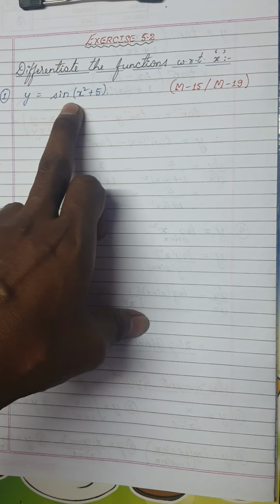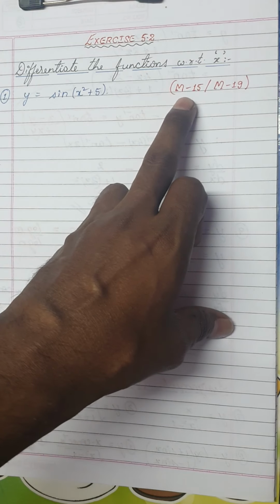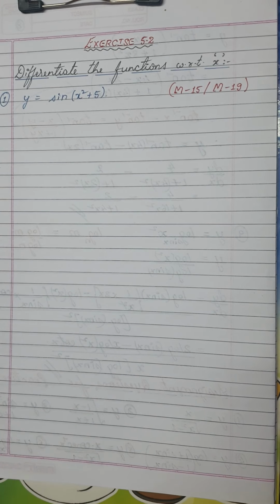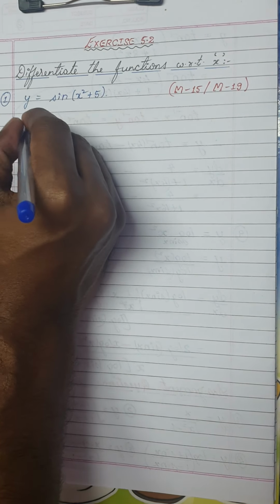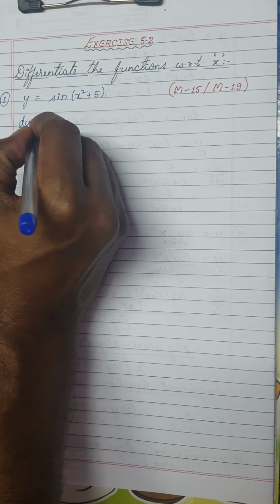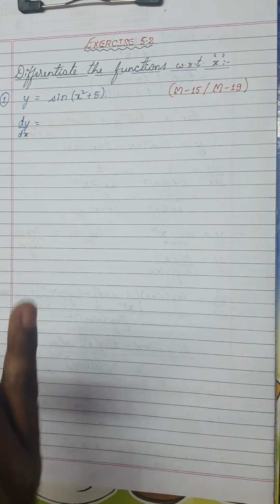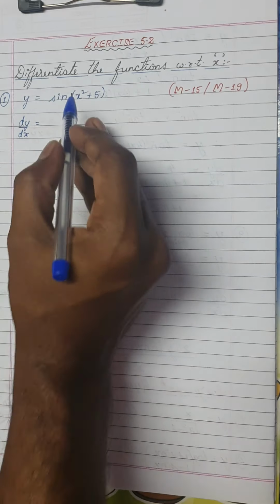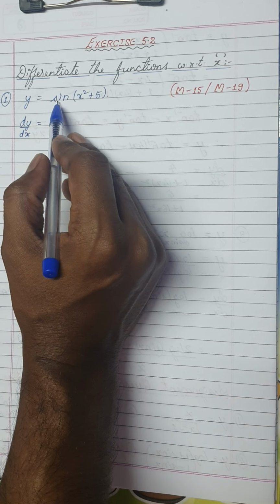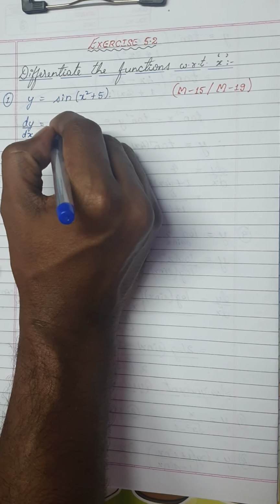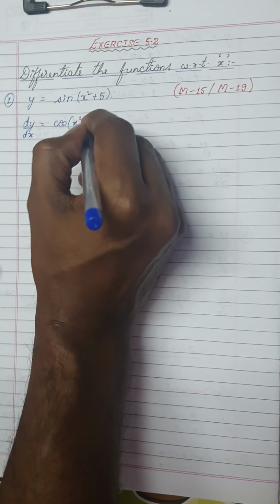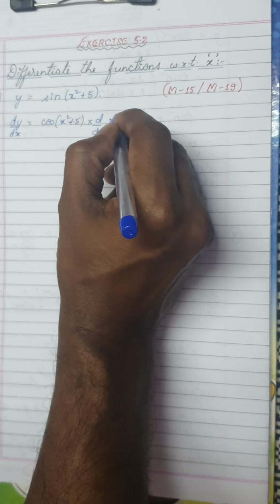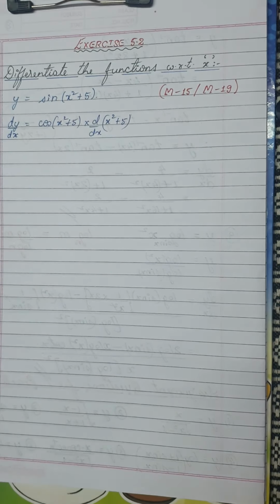y is equal to sine of x square plus 5. This question was asked in March 2015 and March 2019. Very simple question, friends. You need not worry. Directly we can write the derivative for this. Remember, it's a one marker question. Now this looks like sine of f of x. Remember, this is the composite function differentiation. We know derivative of sine is cos. So derivative of sine of f of x is cos of f of x into differentiation of f of x. What is f of x? It is x square plus 5.